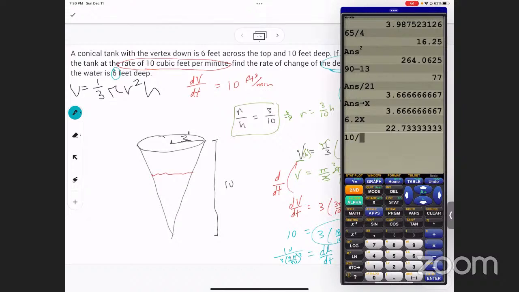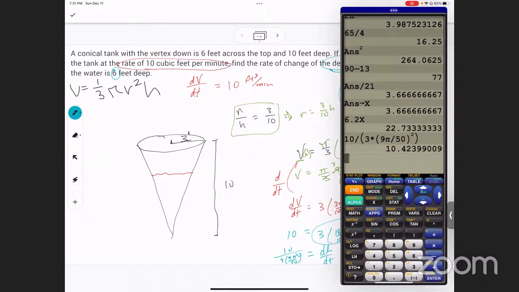carefully. 10 divided by 3 times 9 pi over 50 squared. And then close the parentheses off to make sure you're doing it right. Check it again, make sure you plugged it in right. Looks like I did. And there's my answer, 10.42.